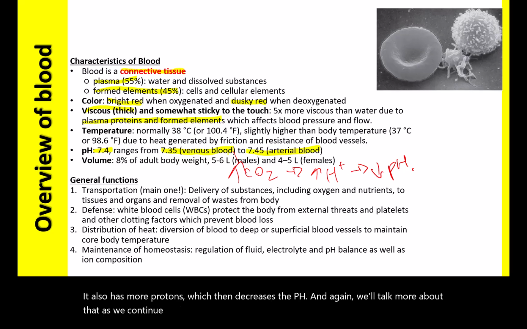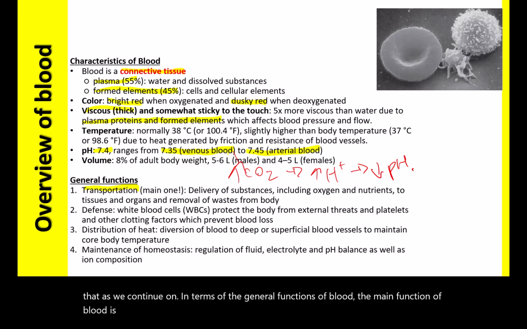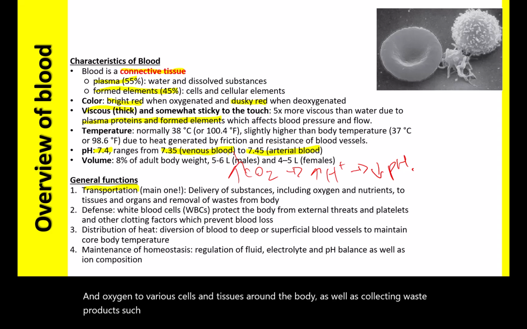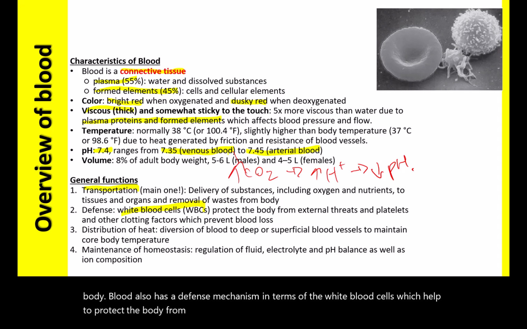In terms of the general functions of blood, the main function of blood is transportation. It delivers nutrients and oxygen to various cells and tissues around the body, as well as collecting waste products such as urea and carbon dioxide in order for them to be removed from the body. Blood also has a defense mechanism in terms of the white blood cells, which help to protect the body from foreign invaders, as well as platelets and clotting factors, which help to prevent blood loss.